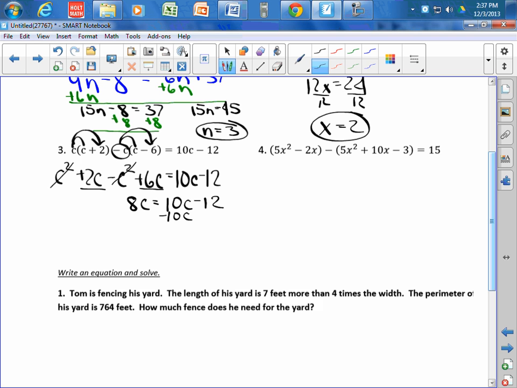Subtract the 10c from both. Don't subtract the 8c. You'll get 0 on that side. We don't want to do that. Subtract the 10c, so you get negative 2c is equal to negative 12. Dividing both sides by negative 2, c is equal to 6.